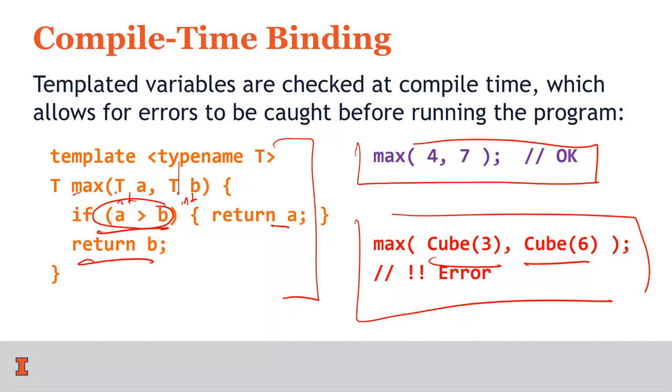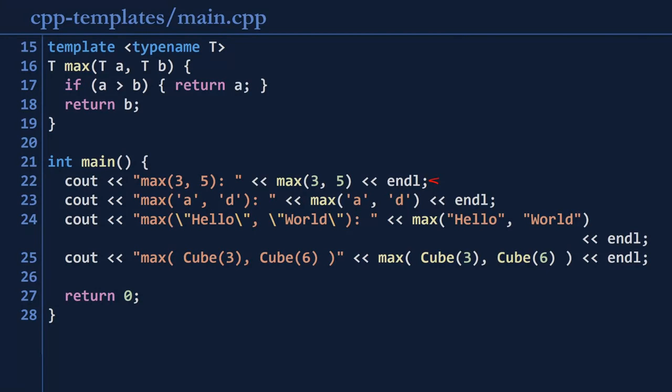Let's actually see this as an example. Looking at the main program for the CPP templates video, we have our max function that you saw earlier at the very top of our program. Inside main, we're going to call the max function several different times. On line 22, we compare max of 3 and 5. We expect this to output the number 5. Then we compare the max of 'a' and 'd'. Notice the first was a comparison of integers. The second one's a comparison of characters. Between 'a' and 'd', 'd' is the largest.